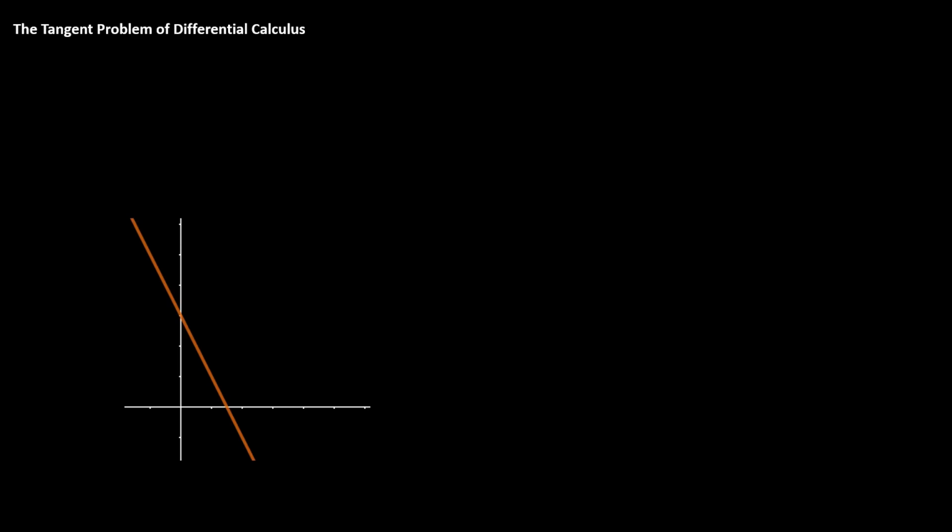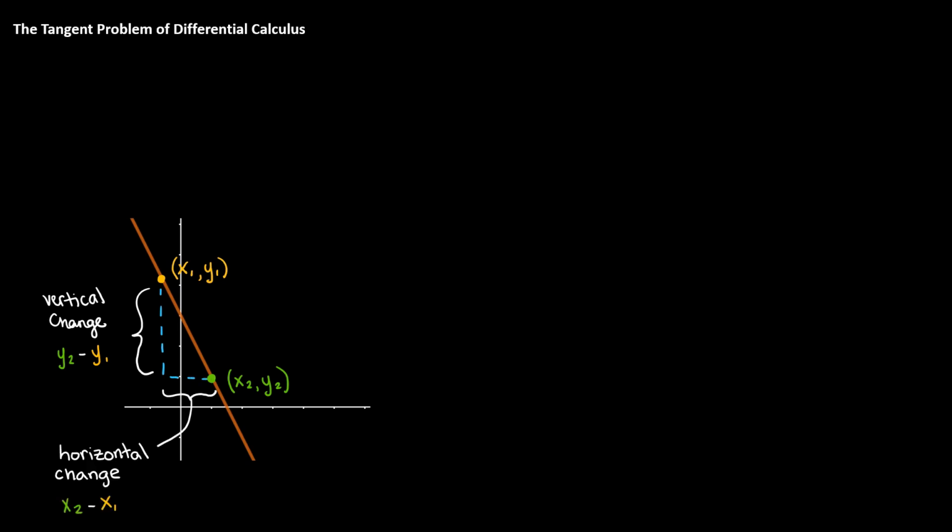The tangent problem of differential calculus is one of the main ideas that we'll take away from this course. So let's talk about it. When we first learned about functions, we probably dealt a lot with straight line functions or linear functions. And if we wanted to talk about how that function changed, we would just pick 2 points on our graph and then calculate the vertical change, calculate the horizontal change, and then create a ratio to describe the rate of change for the function.